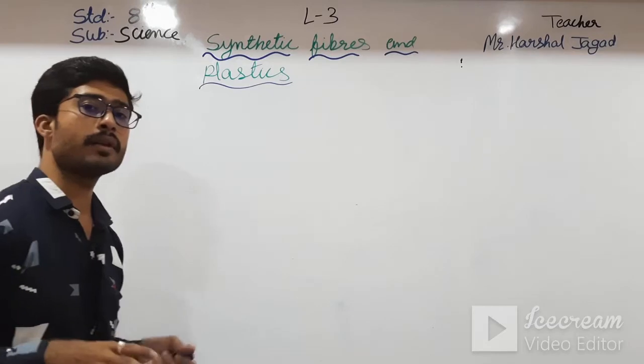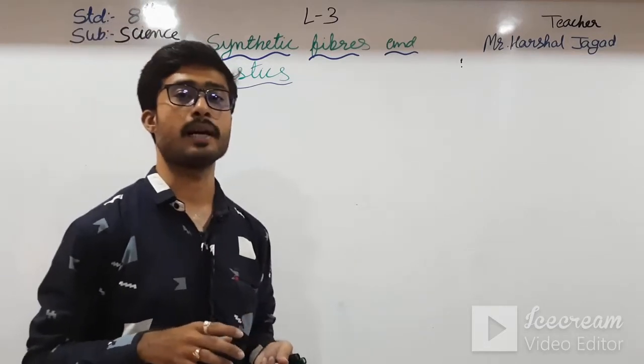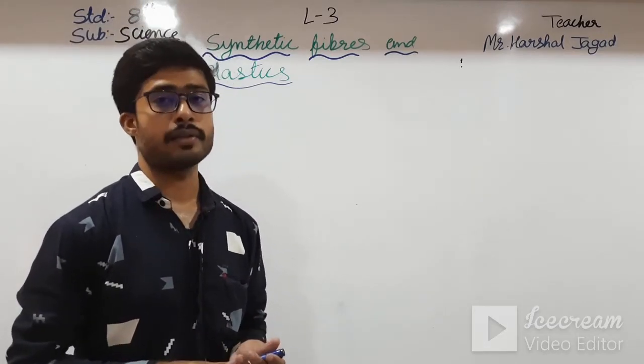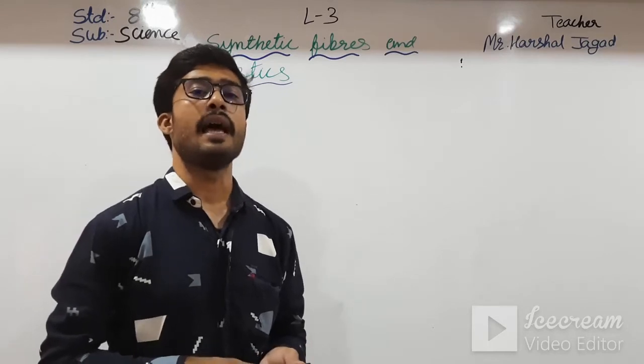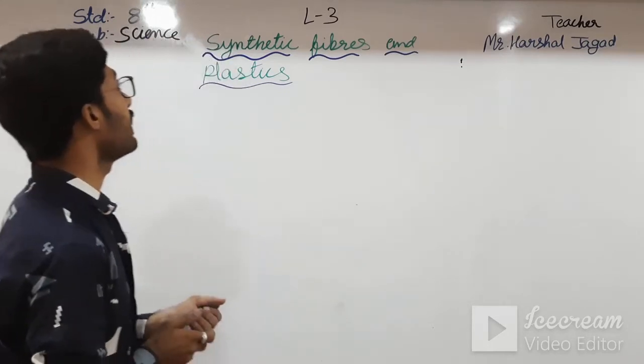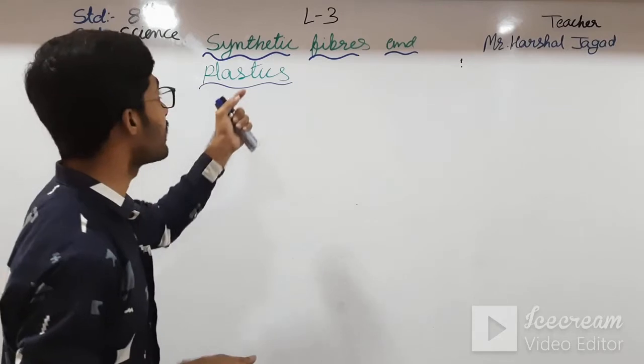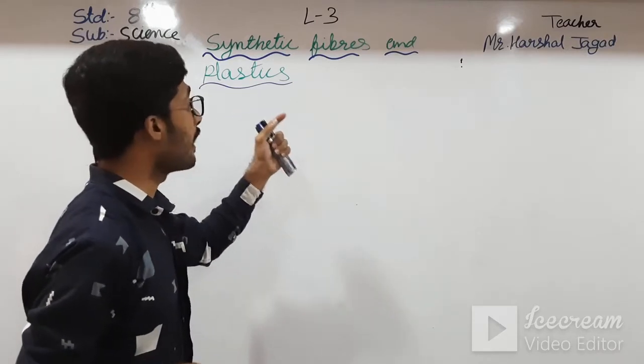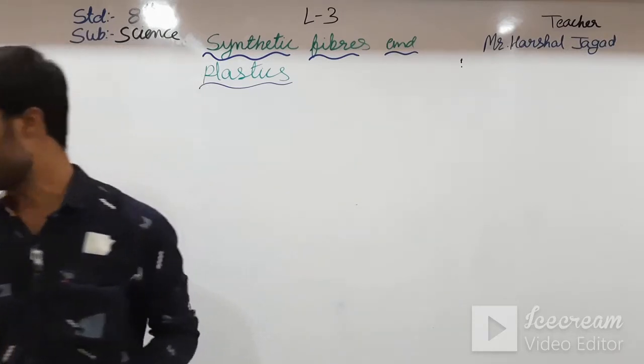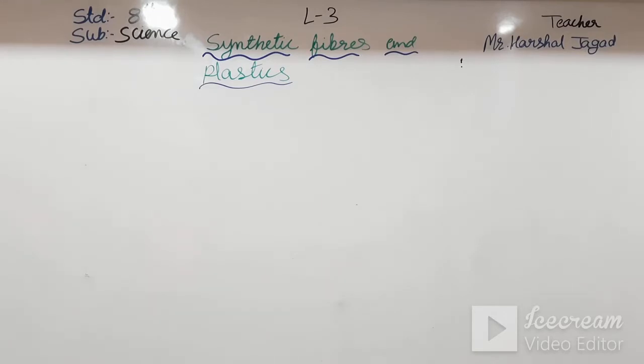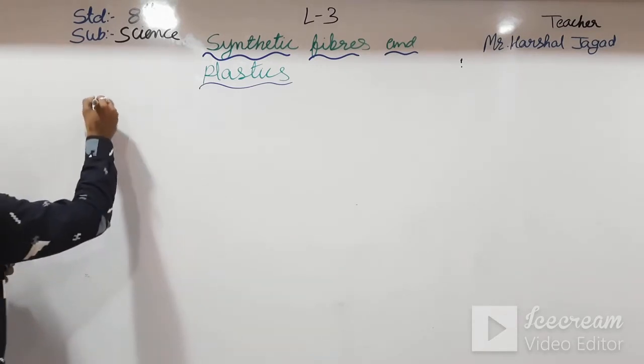Just finished chapter number 6, that was conservation of plants and animals. Okay students, we have just discussed the exercise, and now we are starting with our new chapter, chapter number 3, synthetic fibers and plastic. Let us start with this. First of all we will see synthetic fibers.